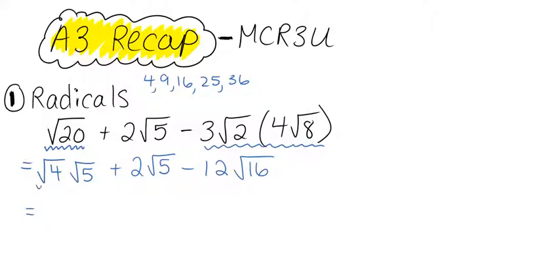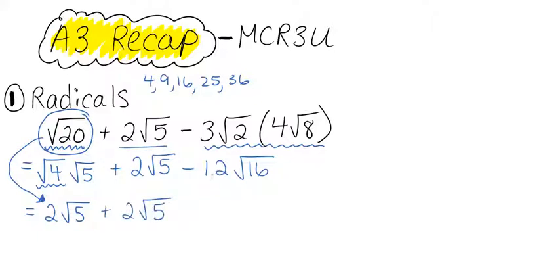Next step, I'm going to simplify this root 4 because I know the square root of 4 is actually 2 root 5. So you'll notice this root 20 actually got simplified into 2 root 5. And then we have another 2 root 5 that we haven't done anything with. And then this 12 root 16, I'm going to look at this root 16 and I notice, oh my gosh, the square root of 16 is actually just 4. So I had a 12 there, and now I'm going to have times 4 instead of root 16.